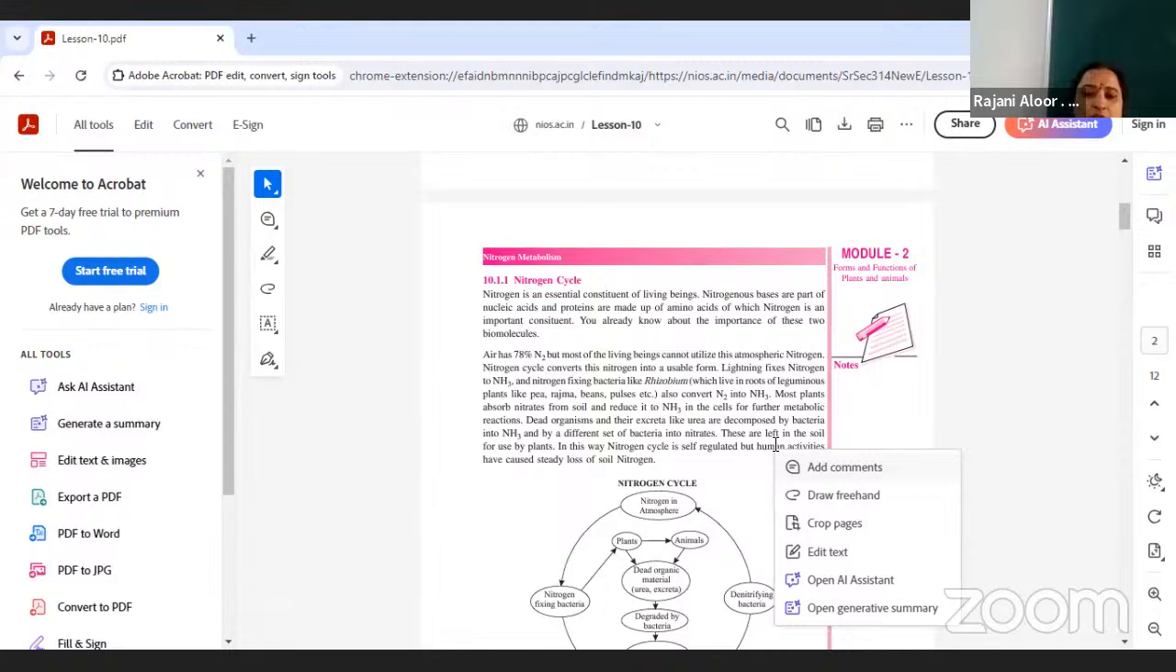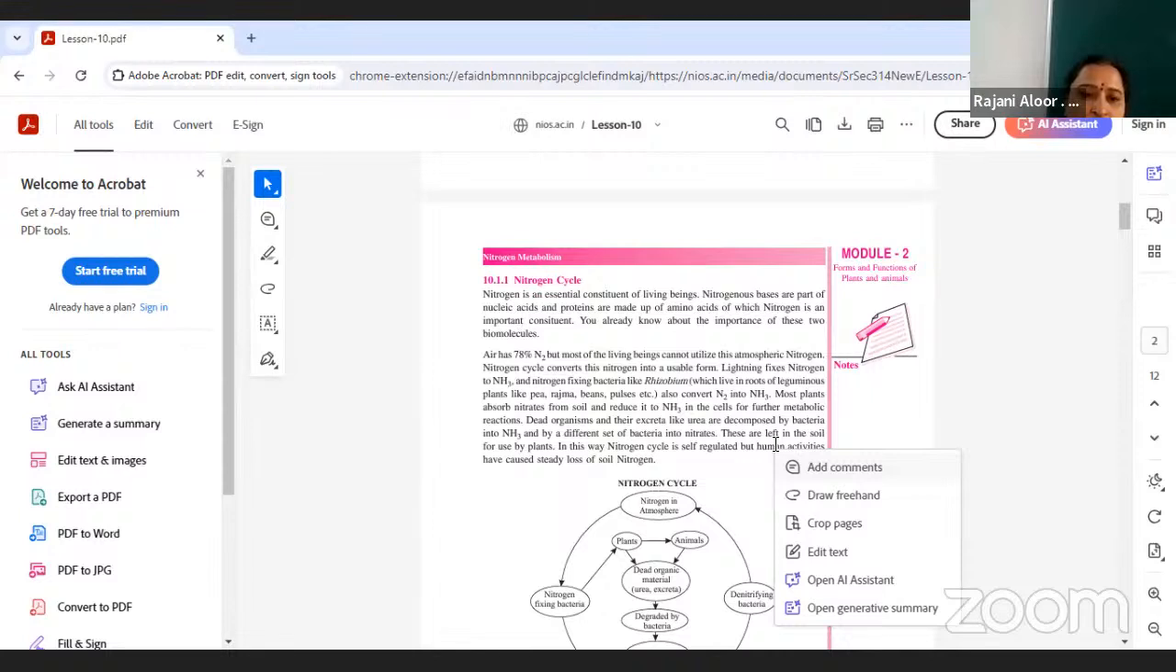Higher plants cannot use molecular nitrogen present in the atmosphere directly. Prokaryotes absorb nitrogen and reduce it to NH3, which is catalyzed by the nitrogenase enzyme. These are the four nitrogenous molecules.